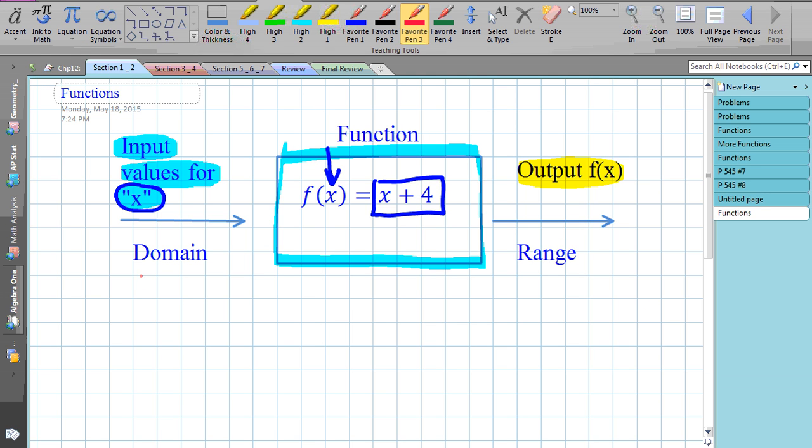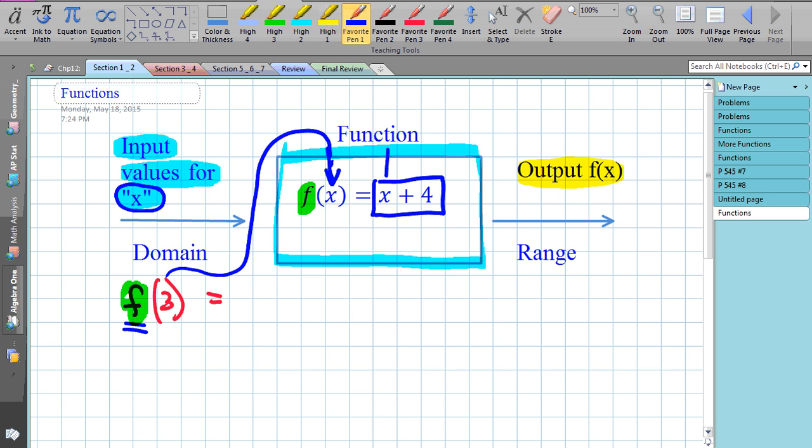And so if I say, what is f of 3, for example, that is basically saying, hey, look for the function named f. In this case, here is the function named f right here, and it's saying, take 3 and plug it in for x. So in this case, 3 plus 4 is 7. So we would write our answer as f of 3 equals 7.